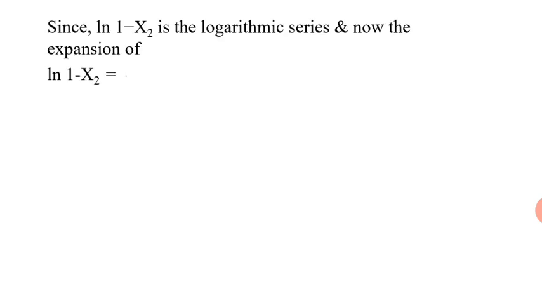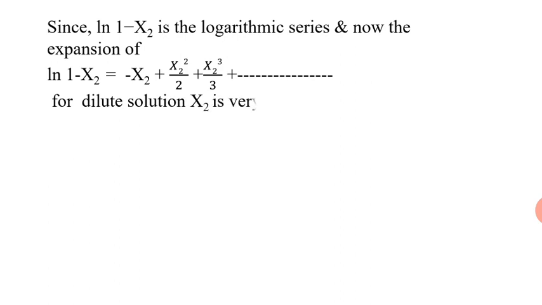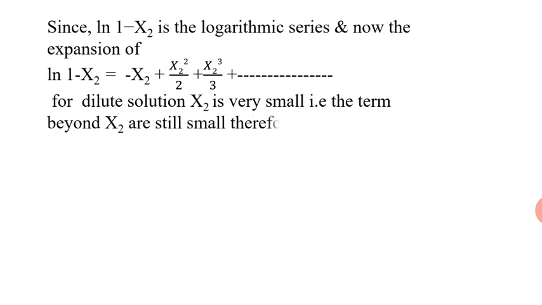Now, since ln 1 minus x2 is a logarithmic series, the expansion of ln 1 minus x2 is equal to minus x2 plus x2 square upon 2 plus x2 cube upon 3 plus and so on. So here, for a dilute solution, x2 is very small, that is, the terms beyond x2 are still smaller, therefore they are neglected.